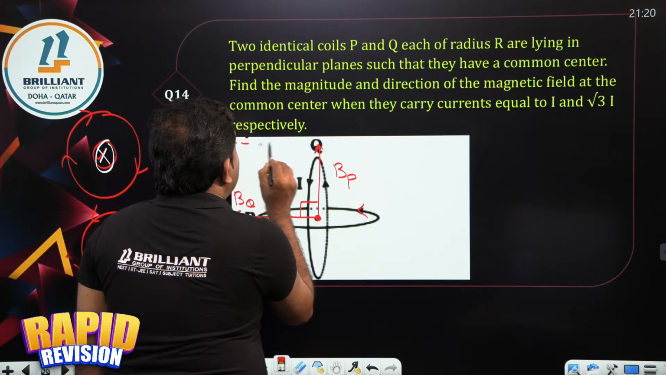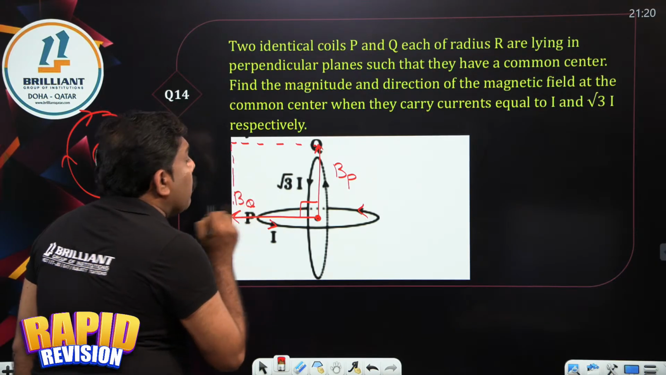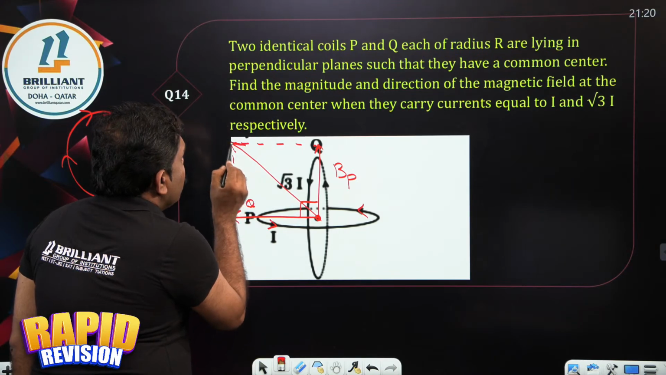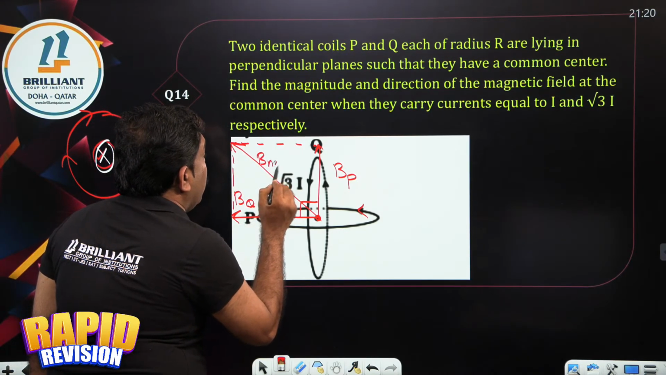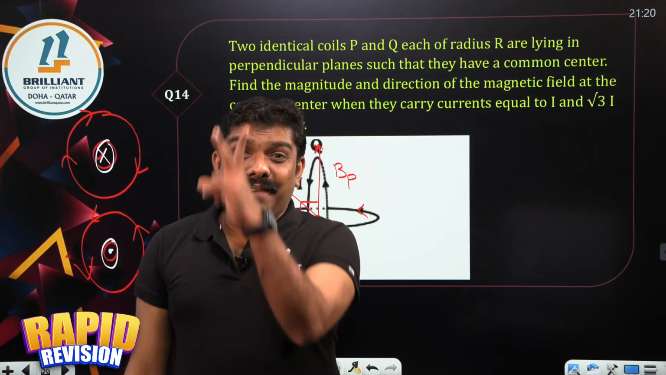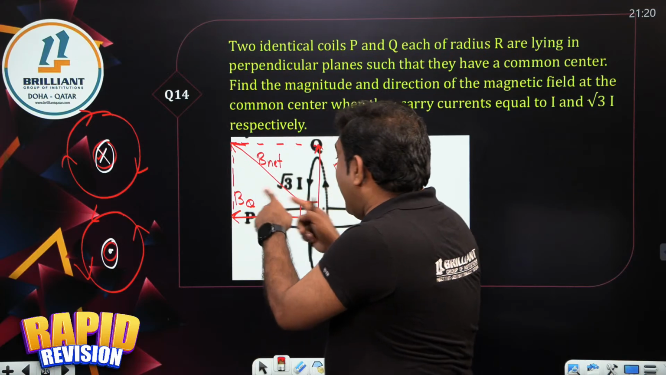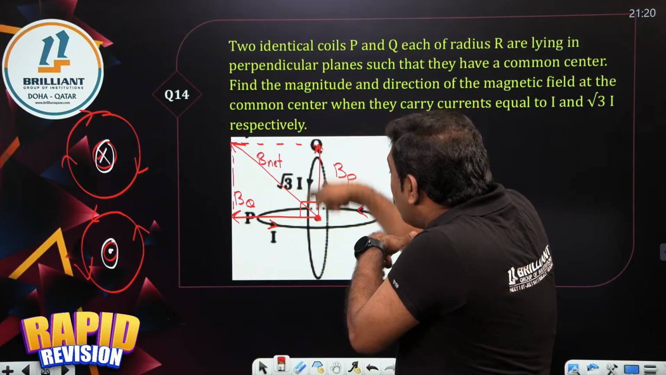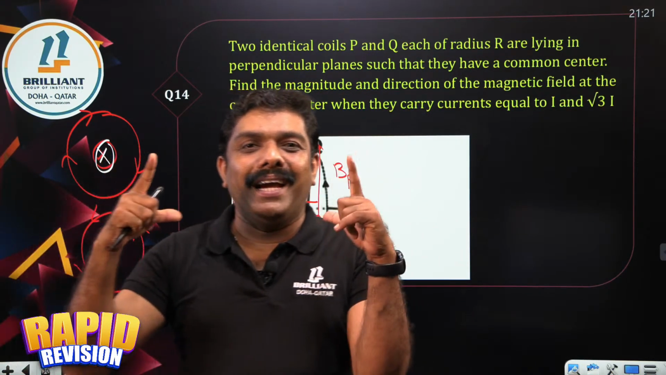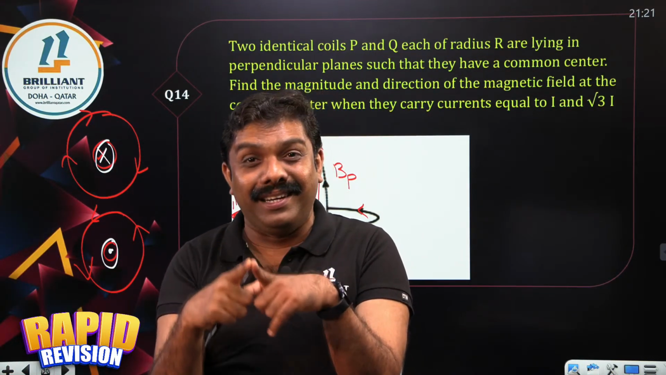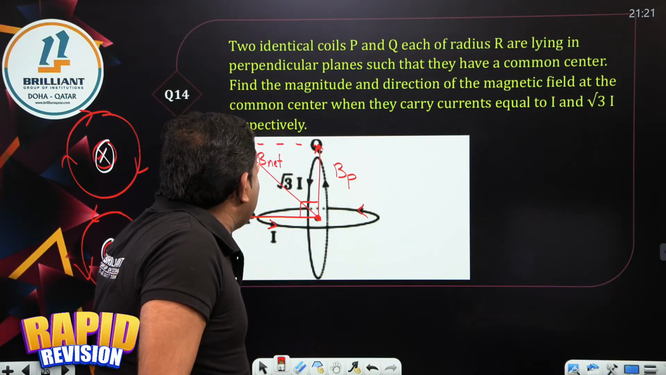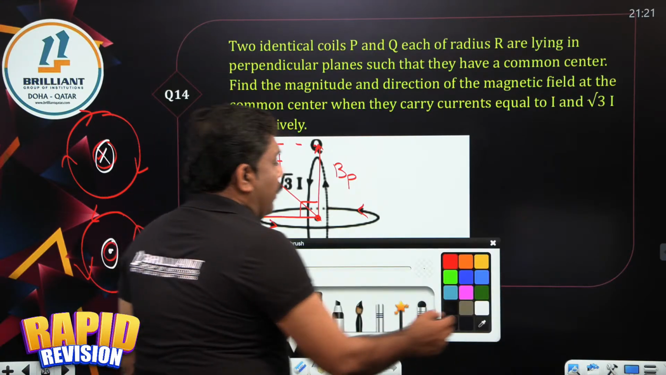How can we find the resultant? We complete the parallelogram, so the diagonal will be the resultant. So this is the net magnetic field. I'm repeating once more: we have two fields, the field due to loop P and the field due to loop Q, BP and BQ. These BP and BQ are in perpendicular directions, so by using the parallelogram method, we find the resultant, the net magnetic field.